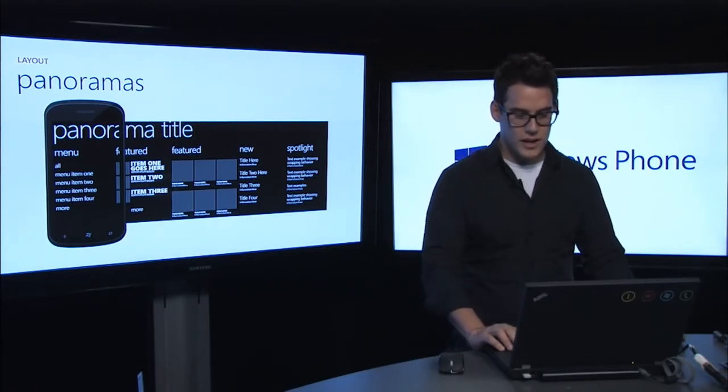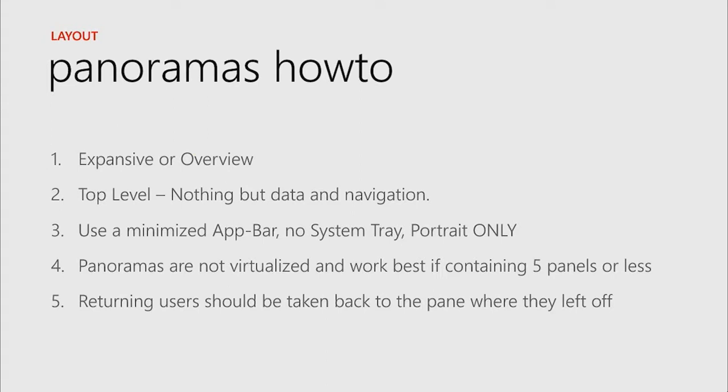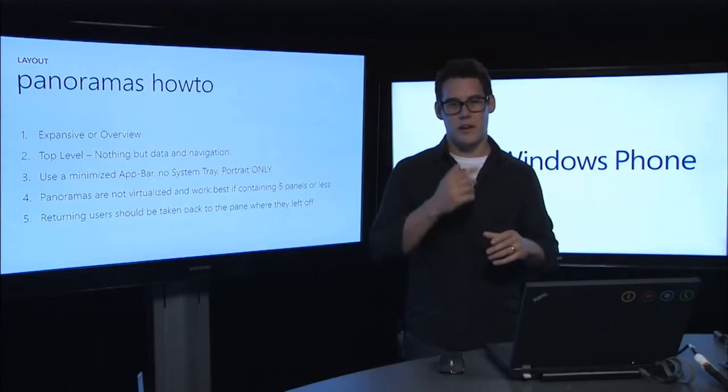Here are a couple of rules when it comes to panoramas. One, panoramas are not virtualized, so you need to limit all the items that you have in your panorama, or else the performance might go down. You also have background images. One of the things to remember is that they're an expansive overview, so keep them to 5 items or less, because they're not virtualized and that data can slow down really fast. On your number of panes, probably 3 or 4 is ideal when you're working with a panorama.